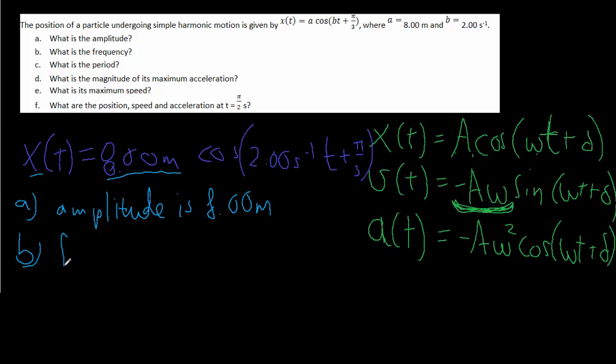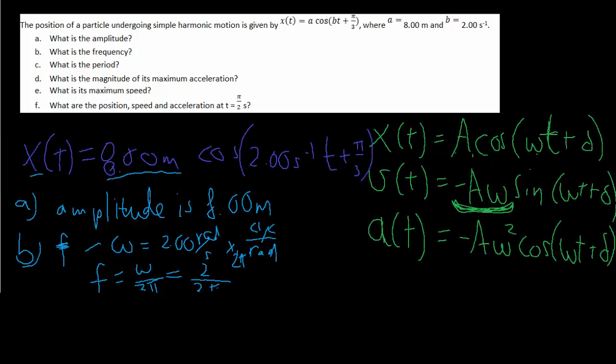B, what is the frequency? Now, frequency is f. It's related to omega, but it's not quite omega. Frequency is measured in hertz. So here we know omega is equal to 2.00 per second. What's not written here is radians per second. But we want cycles per second, which is hertz. So the conversion is basically multiplied by how many cycles per radian. We want cycles up top, and we want radians on the bottom, so we have to divide by 2 pi. So frequency is omega divided by 2 pi. So we have 2 divided by 2 pi, giving me 1 over pi hertz. So the frequency is 1 over pi hertz.